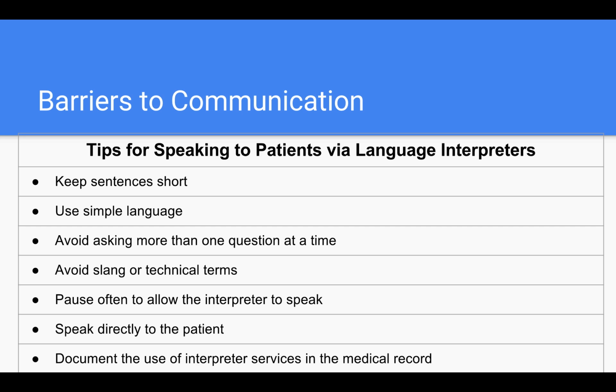Avoid asking more than one question at a time, because then you start taxing the interpreter's working memory. Then it gets confusing for the patient really quickly. Maybe they're responding to a different question than the one you asked before. Take it slow, one at a time. Keep it simple. Avoid any slang or technical jargon. There's going to be a lot of pauses in there in general, and of course, you need to document the presence of that interpreter in the medical record.